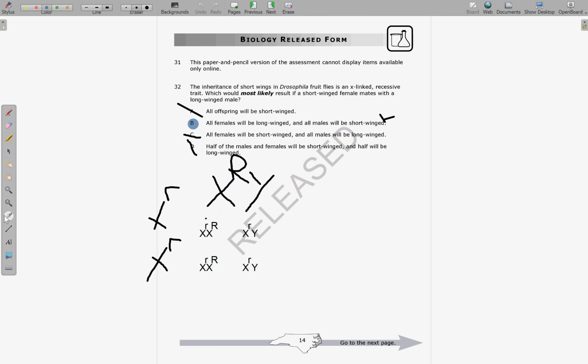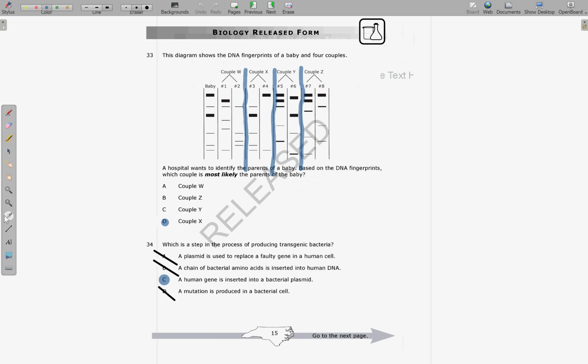So this one, you had a sex-linked trait of short wings, which is recessive on fruit flies, and the answer is B. Number 33, we have a baby, but we're not sure which parents the baby belongs to. So we do a DNA fingerprint of the suspected parents and the baby, and we compare them. If we look at couple X, every gene the baby has can be found in one of the two parents. So couple X is the most likely parents of the baby.